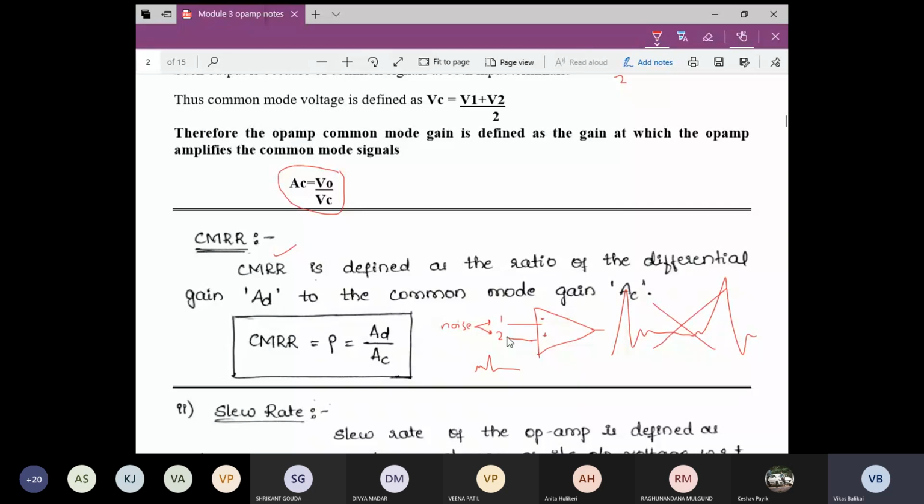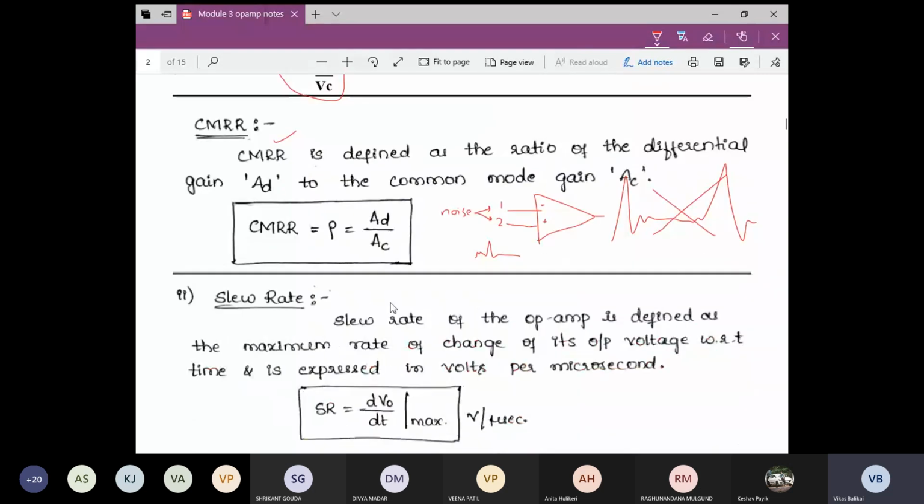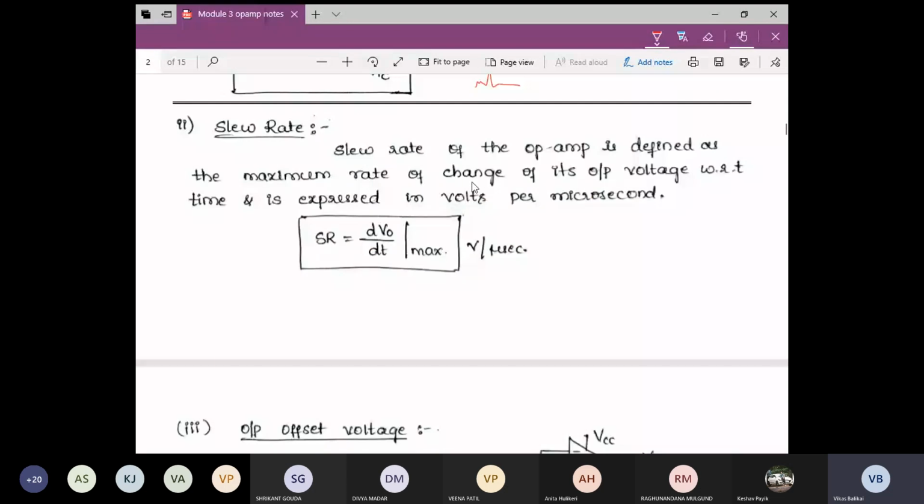Now let's move on to the next one. Slew rate we have already discussed. Anyhow, let me just repeat. Slew rate is nothing but the maximum rate of change of its output voltage with respect to time. So that's what we discussed in the last class.